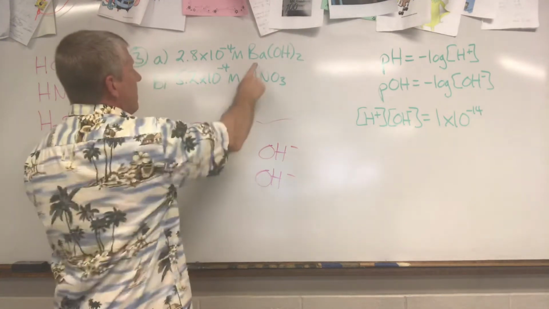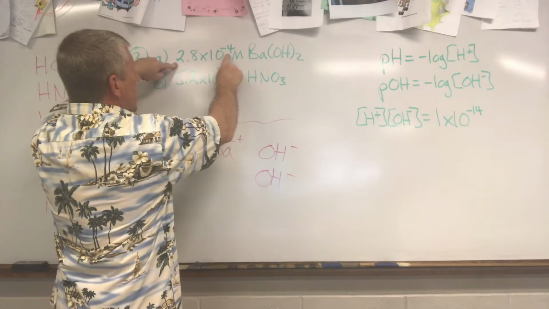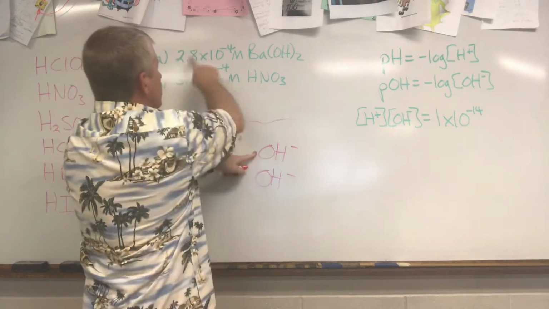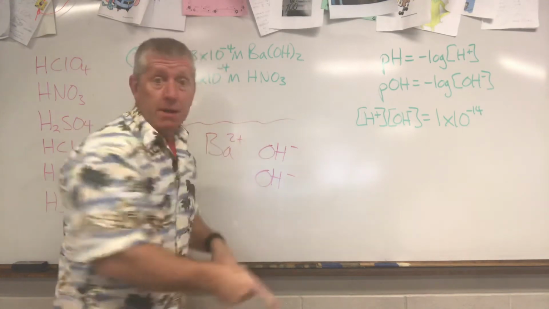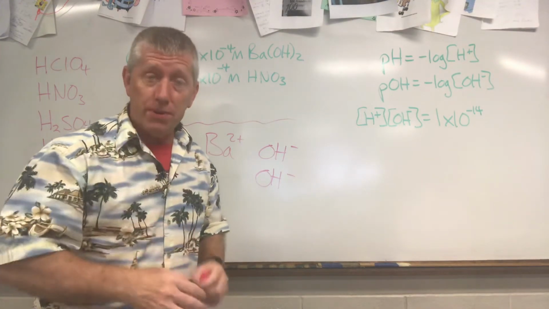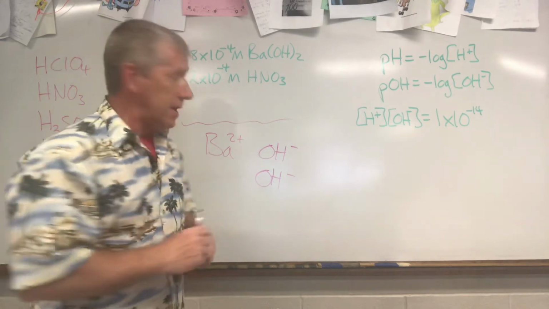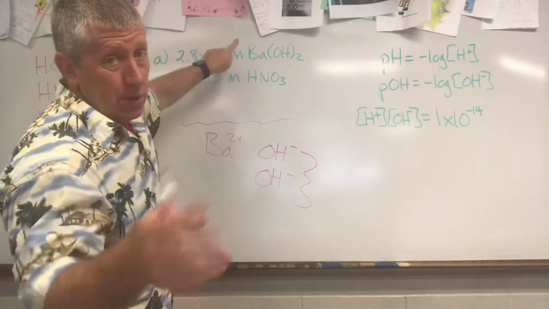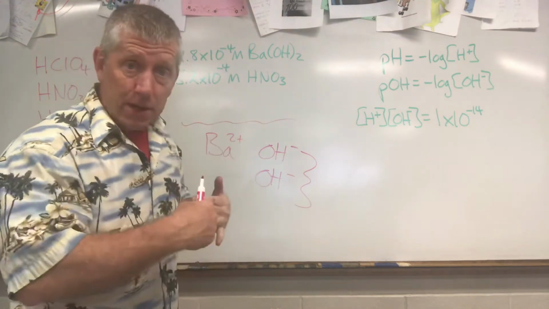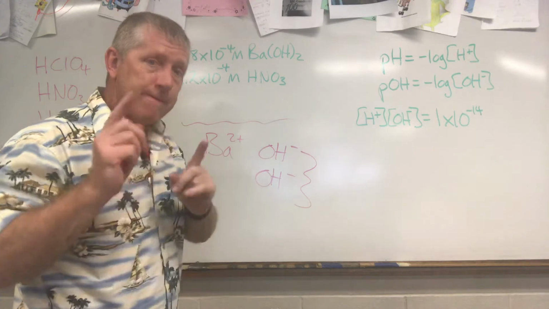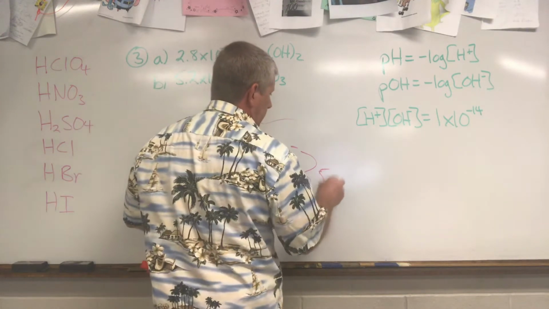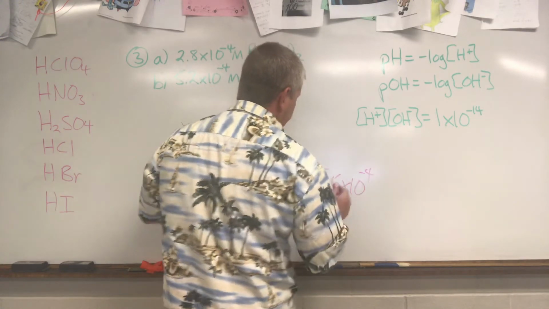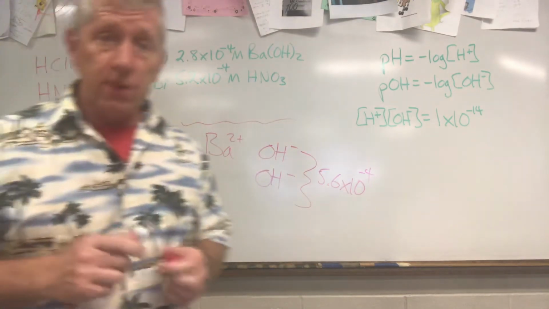So that means I would have 2.8 times 10 to the negative fourth barium, 2.8 times 10 to the negative fourth hydroxide, and 2.8 times 10 to the negative fourth hydroxide. There are two of them, so it doubles the amount of hydroxide. So together, we double this. Don't double the exponent. You just double the thing in front. So 2.8, double it, 5.6. So 5.6 times 10 to the negative 4. That's my concentration of hydroxide.